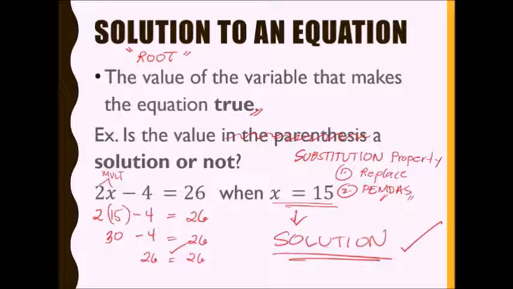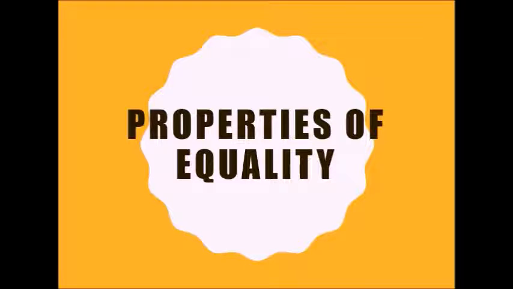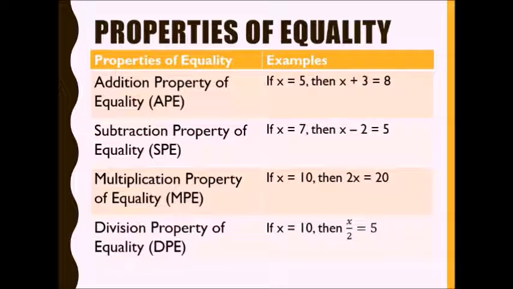Okay, now for the properties of equality. For the properties, we have operational properties and other properties. So let's divide that into groups of 4. The following are the operational properties of equality.